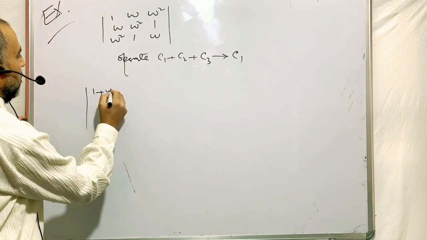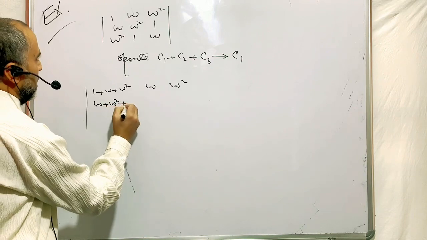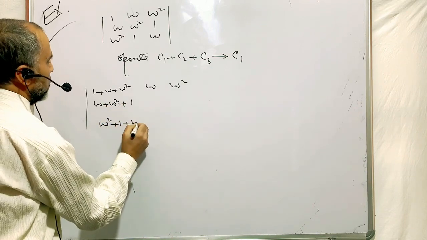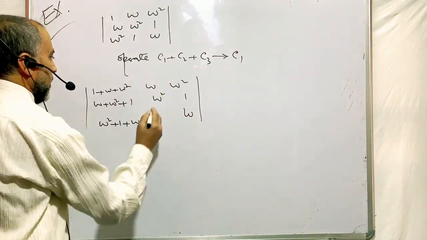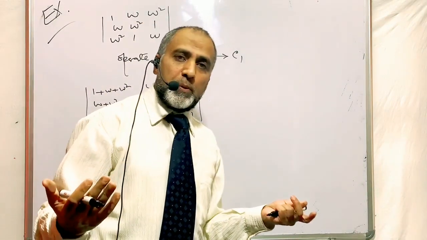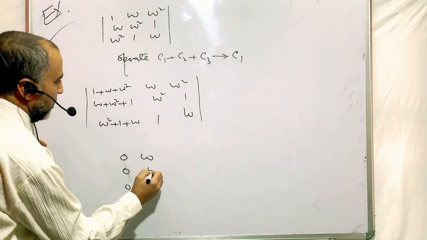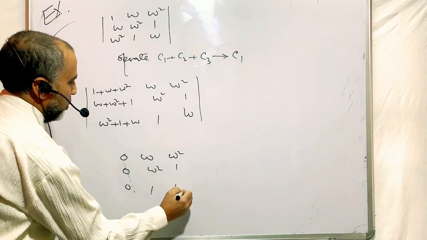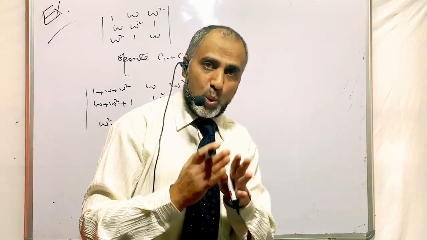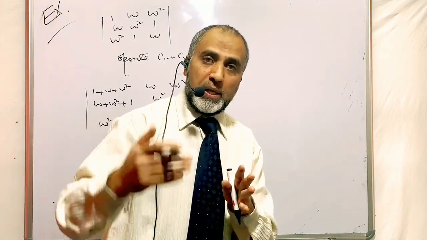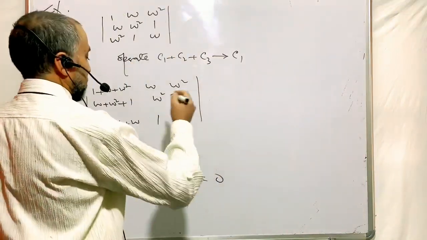We will get 1 plus omega plus omega square. In the same way, omega plus omega square plus 1. Here omega square plus 1 plus omega. We just discussed that 1 plus omega plus omega square is equal to 0. So we get 0, 0, 0, with the other columns being omega, omega square, 1 and omega square, 1, omega. This is 0, because if in any one row or any one column all elements are 0, then the determinant is equal to 0. So the correct option is 0.